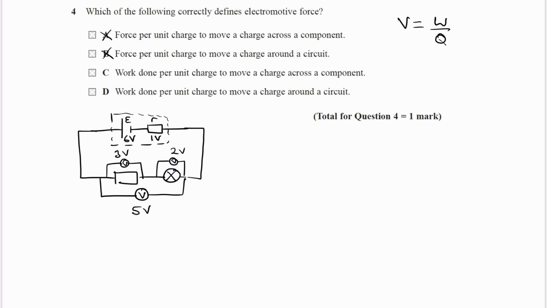So we can therefore see that it won't be answer C. It wouldn't be the work done per unit charge to move a charge across a component, because that would just be the potential difference across a single component. Potential difference would be the work done per unit charge to move a charge across a single component. The EMF would be D, which is the work done per unit charge to move a charge around a circuit, and then some of that work done is transferred to the external components, and then some of that will be dissipated as heat in the internal resistance. So for every coulomb of charge that goes through our circuit, 5 joules is dissipated in the external components, and 1 joule is dissipated as heat in the internal resistance.